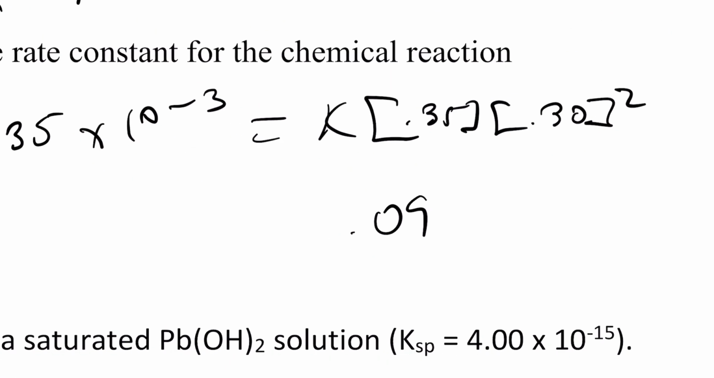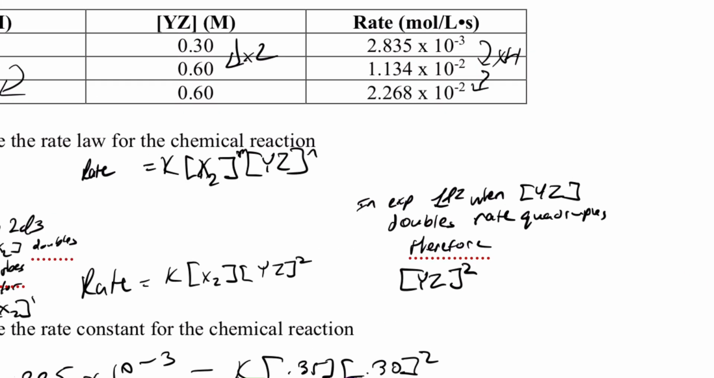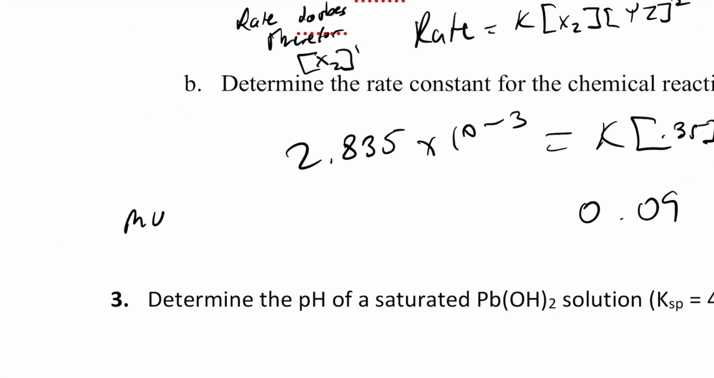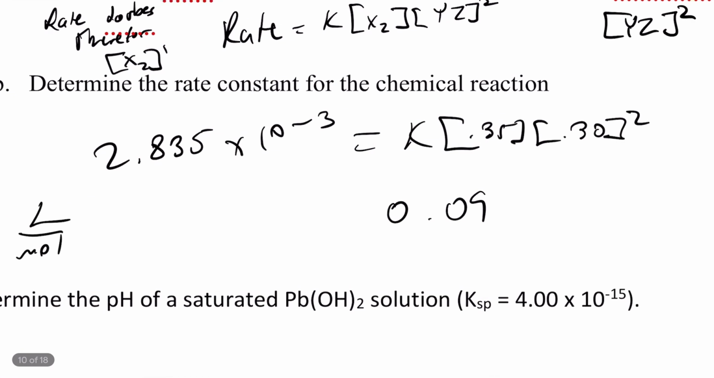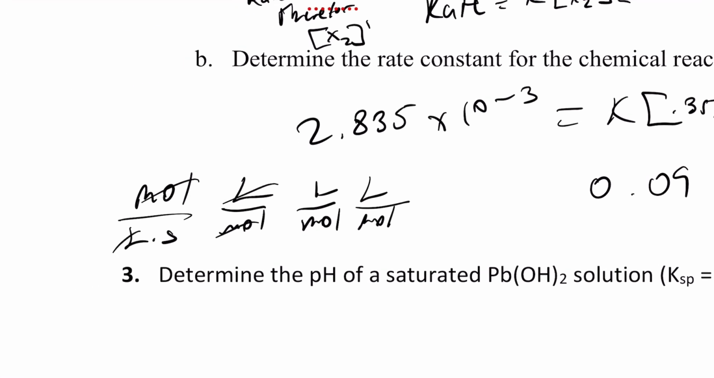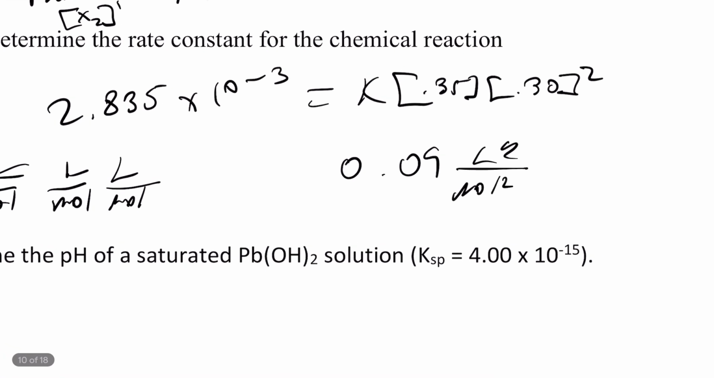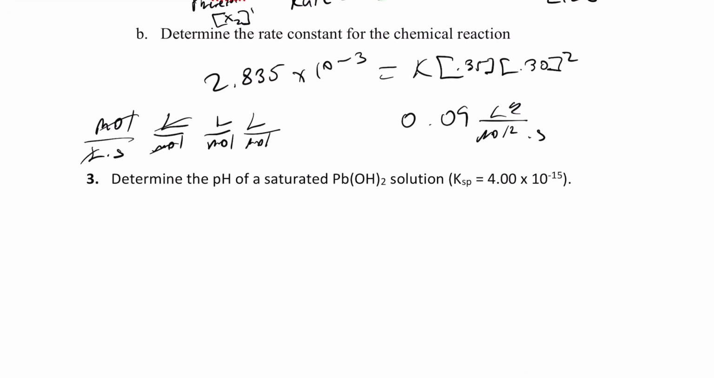Yeah, 0.09. And then what I have to do now is take the units of all this stuff. So this is moles over liters times seconds, and I just do liter over mole, by the total rate order. So it would be liter over mole, right? And you just do dimensional analysis. Boom, boom, boom, boom. And you're left with L squared over mole squared times seconds. Perfect. All right. Moving on.